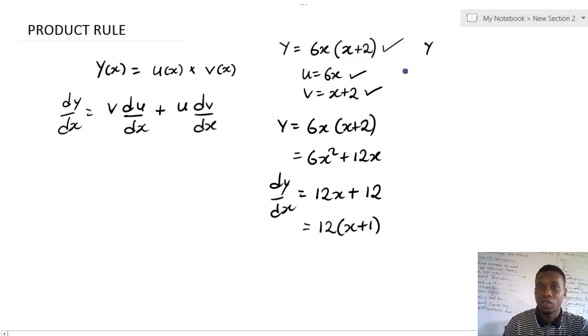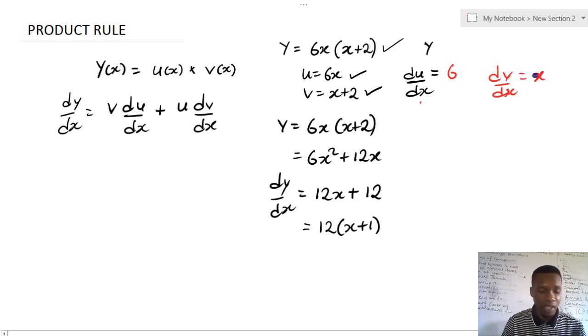The first thing we have to do is find du/dx. For du/dx, our answer is 6. Then for dv/dx, our answer is 1, because when we differentiate x plus 2, the x gives 1 and the constant 2 gives 0.